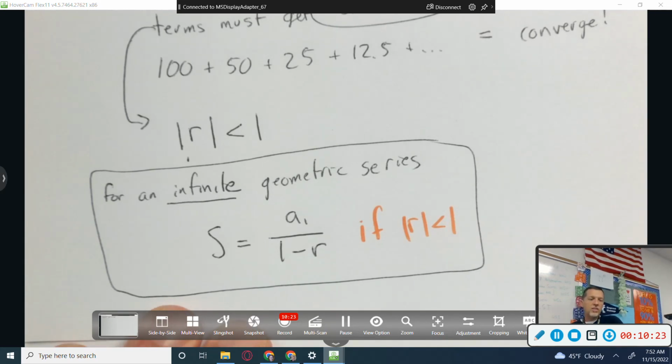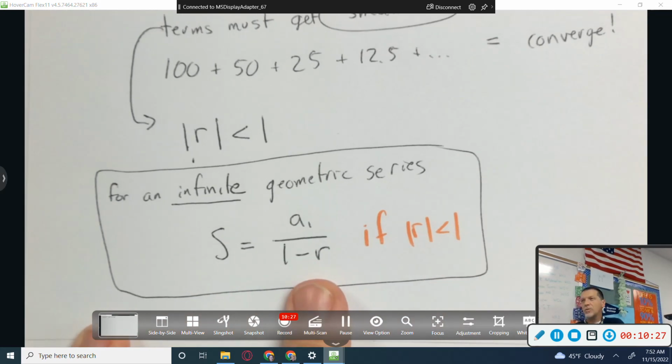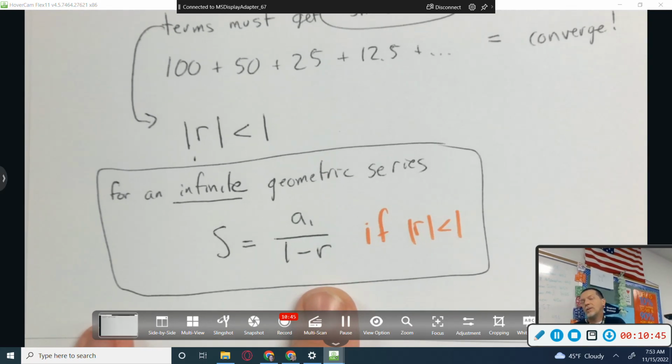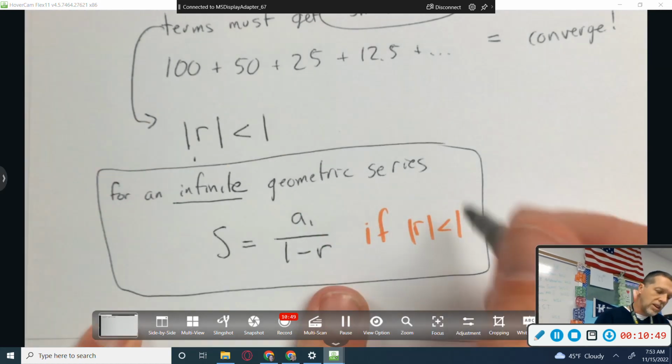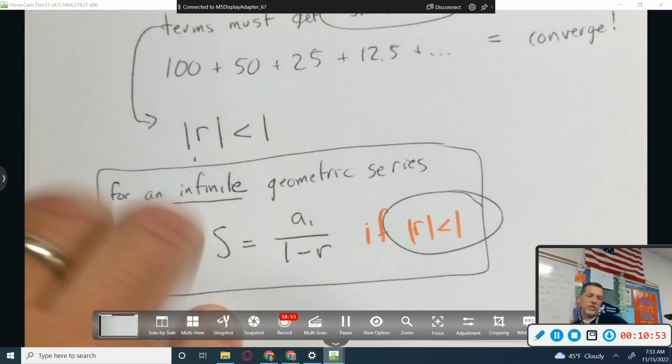The trick is, if your terms are not getting smaller, you can still use the formula and you'll get an answer, it just won't be right. So you have to know, like some formulas, if they don't apply, you use them and you get a funny answer and you're like, this isn't right, this doesn't make sense. This one doesn't work that way. If you plug in an r that's not supposed to work, you'll get an answer and you might not realize that it's not the right answer. So you've got to be careful about making sure it's a series that converges.